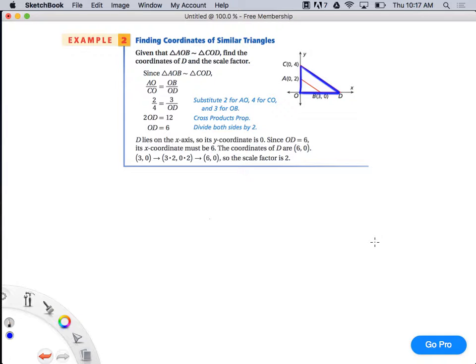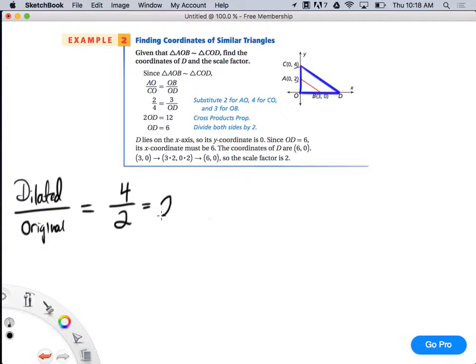How do we find the scale factor? We see that we're given this coordinate is 4 and that coordinate is 2. To find the scale factor, you just divide: 4 divided by 2. You always do the dilated shape over the original. The dilated over the original is 4 over 2. What's 4 divided by 2? 2. So our scale factor is 2, so that's done.